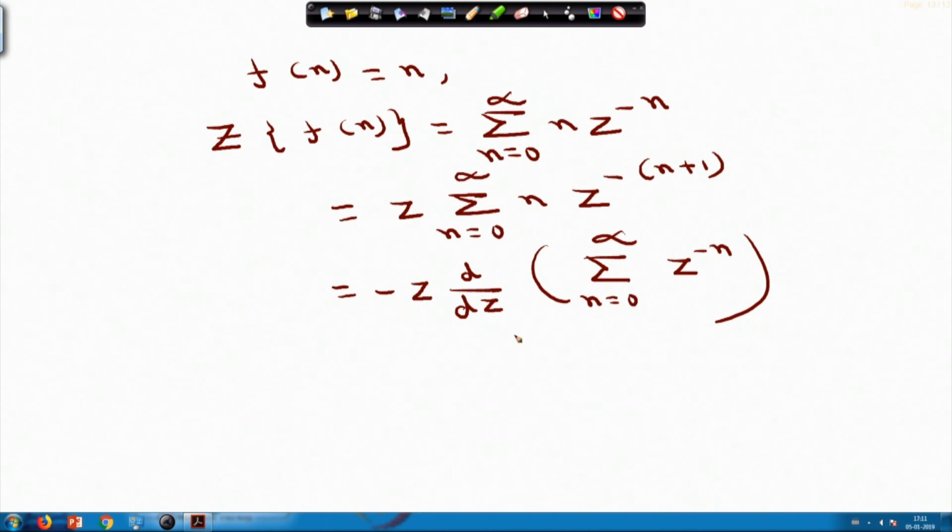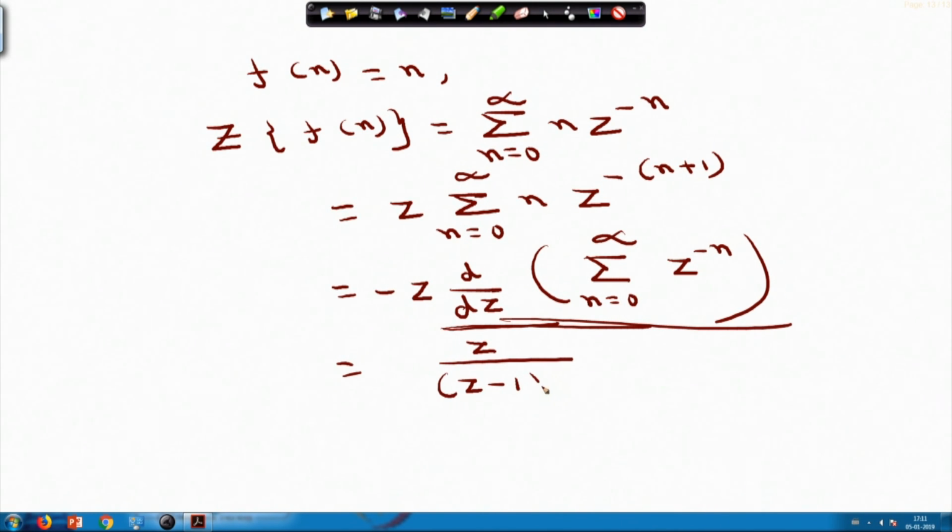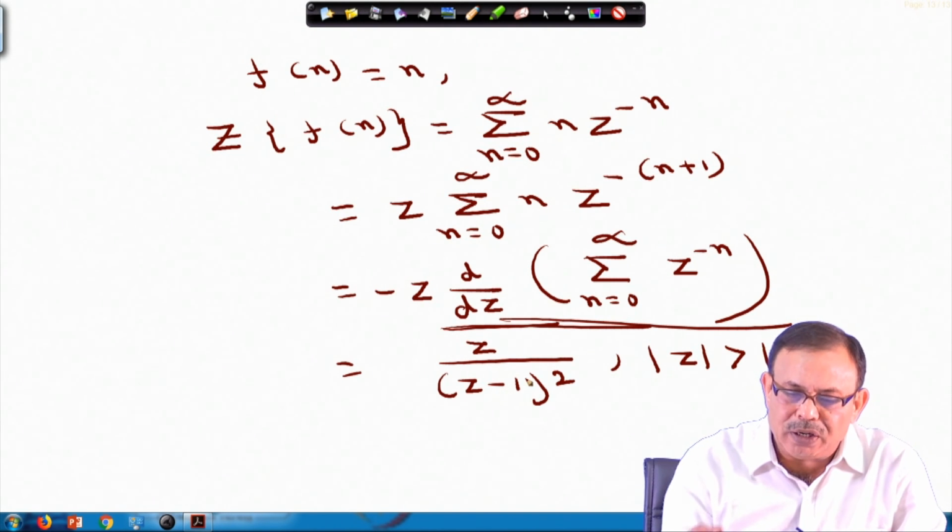If I differentiate this with respect to z, I will get back this thing, and this particular portion is nothing but minus of 1 by z minus 1 whole square. So I can write down that this equals z by z minus 1 whole square, where modulus of z is greater than 1. So whenever f n equals n, then z transform of f n equals z by z minus 1 whole square.